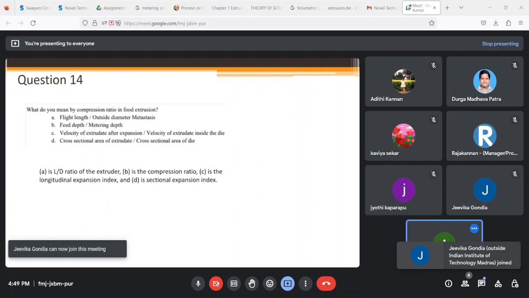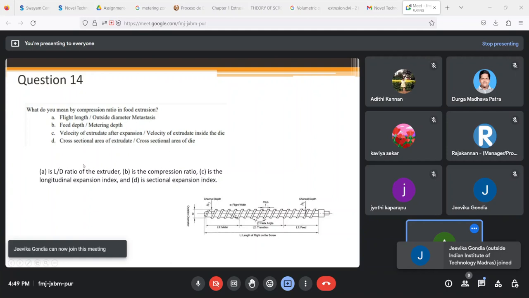So A is the L by D ratio. So if you look at, this is how your screw looks like. This entire length, or the length of the screw, is also known as the flight of the screw. So this is the L, this is the D. So L by D is known as the L by D ratio. That is, the flight length divided by outside diameter is known as the L by D ratio.